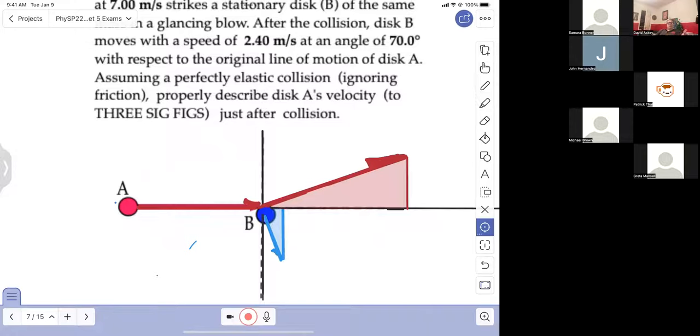Now you go, Mr. Askey, I thought you needed to include your mass. Not if the masses are the same. You don't, because they all cancel. So in this weird case, Descartes is correct and it's conservation of velocity.